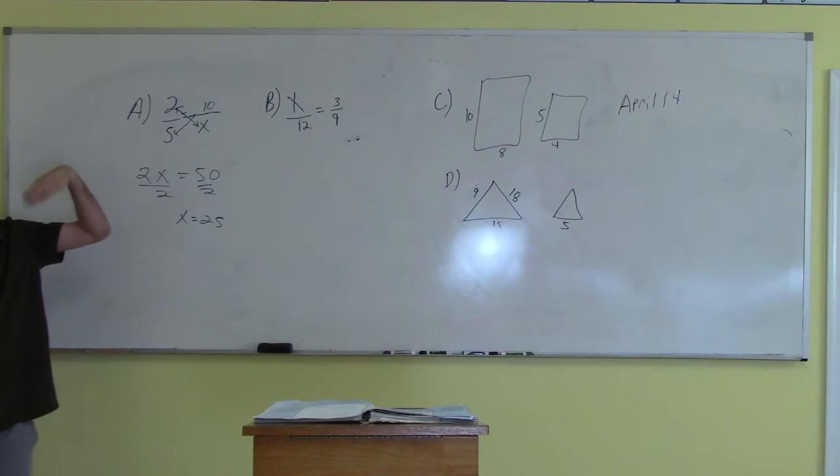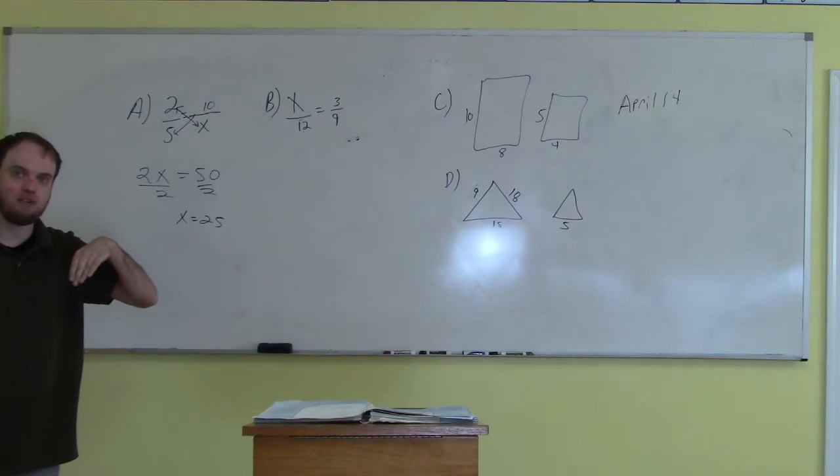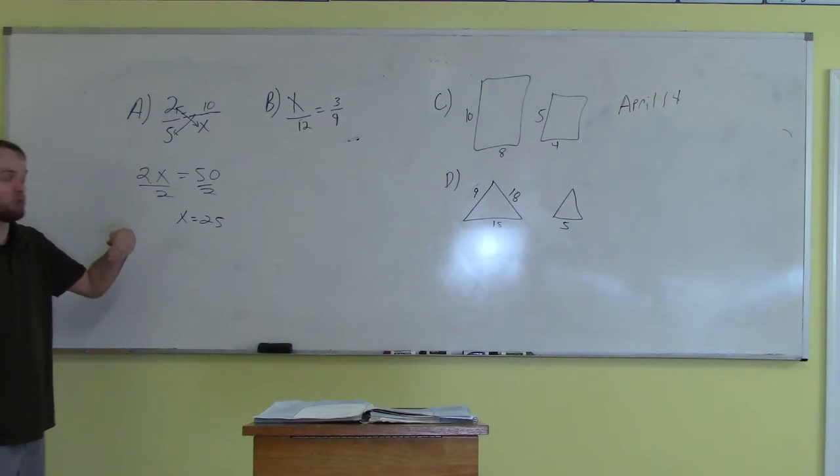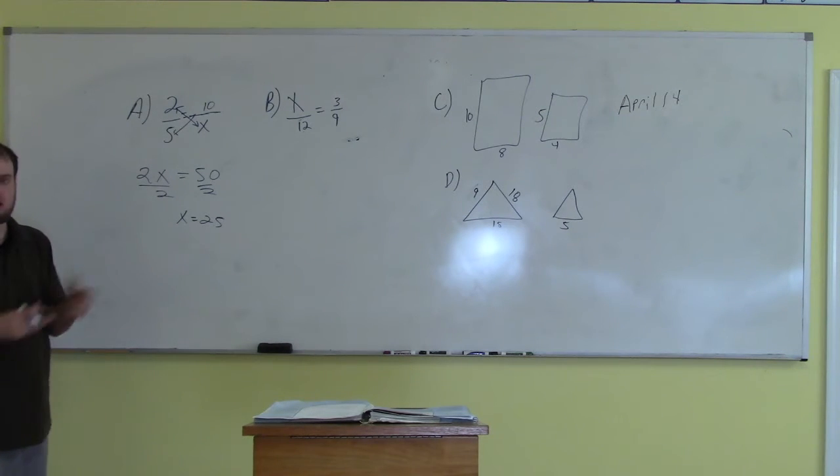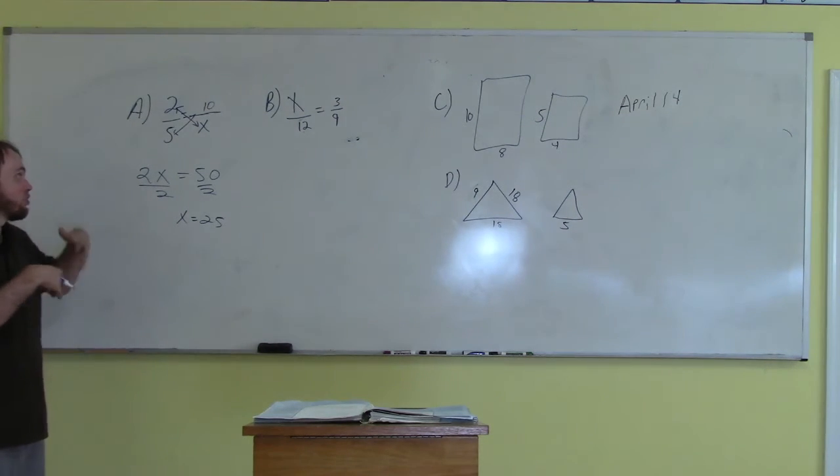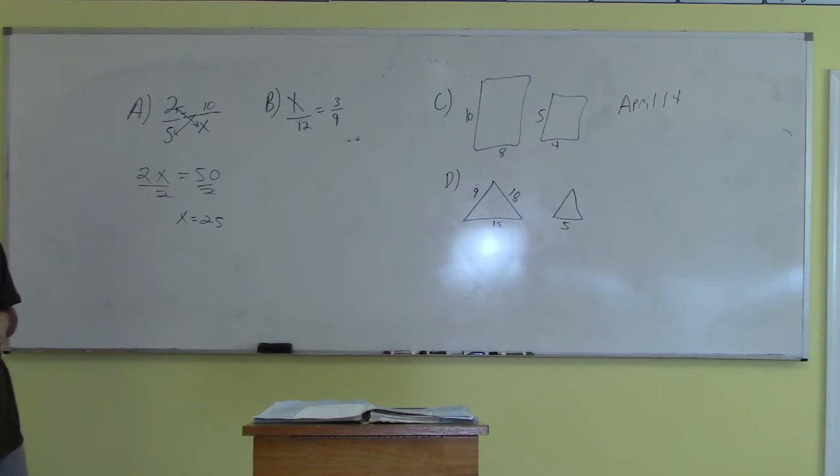So what that means is 2 over 5, that fraction, is proportionate to 10 over 25. That means the 5 and the 25 are at the same range as the 2 to the 10. And so it's a proportionate fraction. So 2 over 5 will equal 10 over 25, and so x there would be 25.